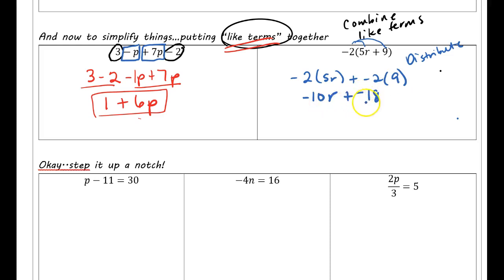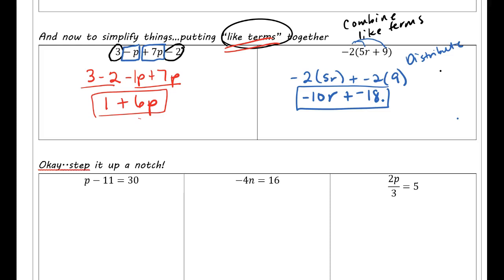Now, can I put these two together? Can I go a step further and do the -10 with the -18? No, I cannot. Why not? They are not like terms. One of them has a variable, one of them does not. All right, so now we step it up a notch.